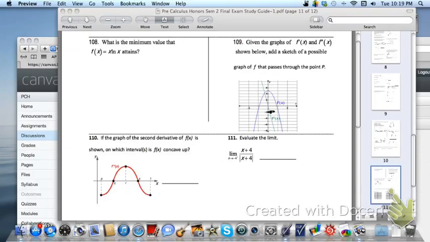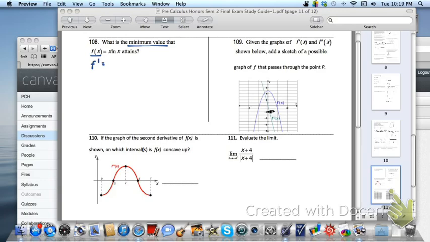Problem 108, we want to find the minimum value of f of x, and we're not really sure what this graph looks like. So we have to use some calculus methods, and one of the methods that we learned to find the minimum value is just to take the derivative. We can find mins and maxes.